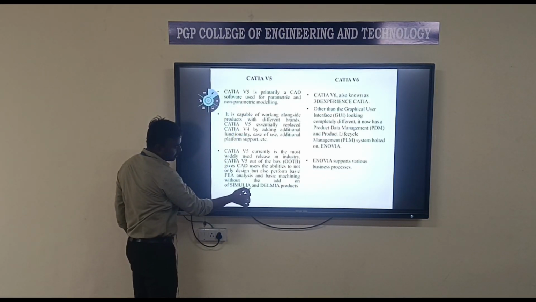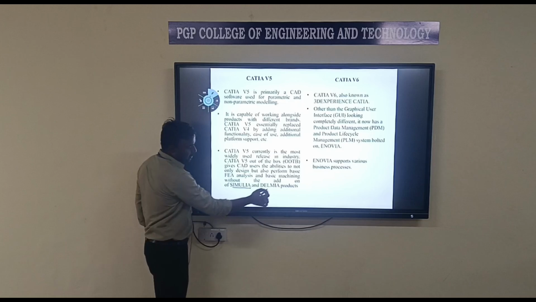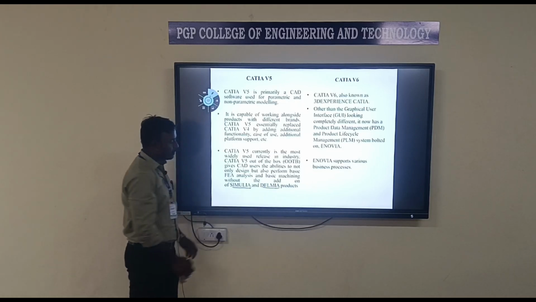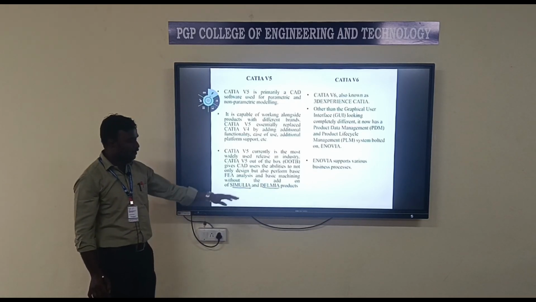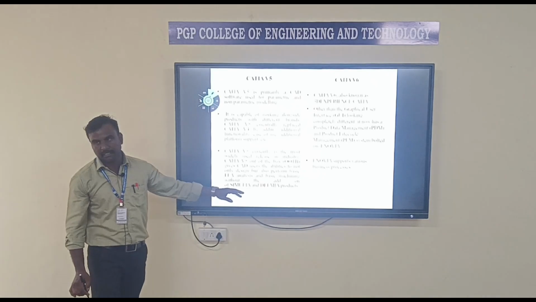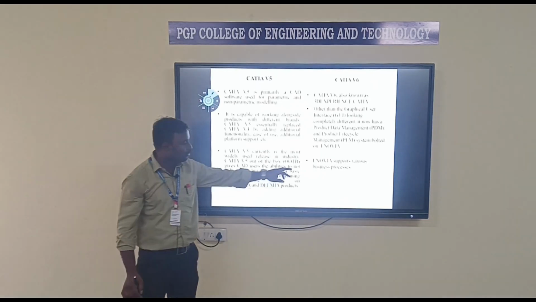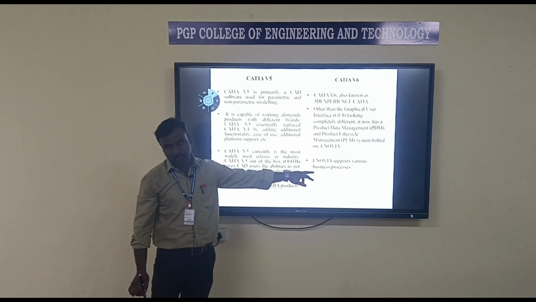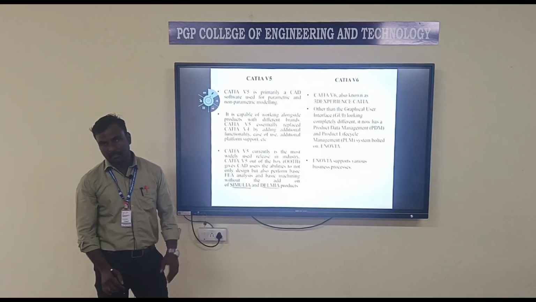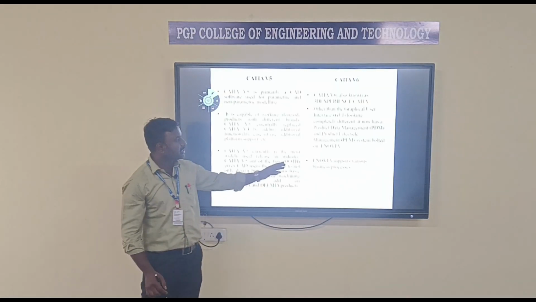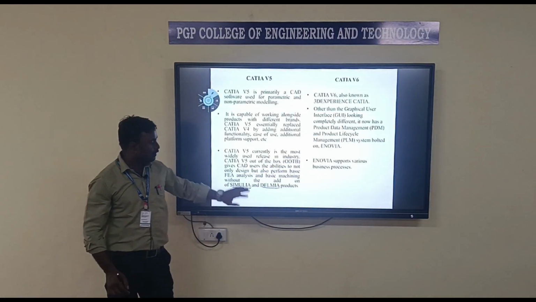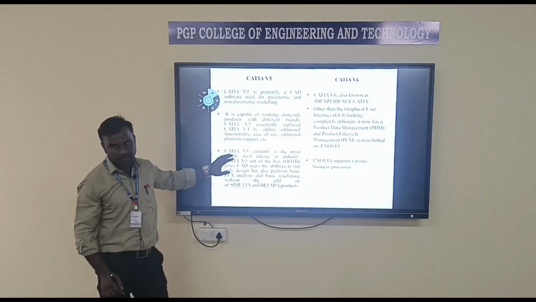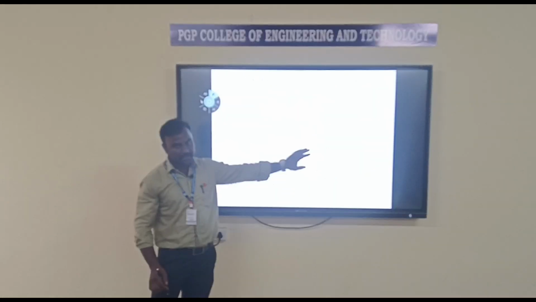We can also do the simulation work by using Simulia, and the manufacturing CAM work by using Delmia software. Both are developed by Dassault Systèmes, and Enovia support is also there. That's also developed by Dassault Systèmes. CATIA V6 is nothing but the features available in CATIA V5; the same thing is available in CATIA V6 itself.